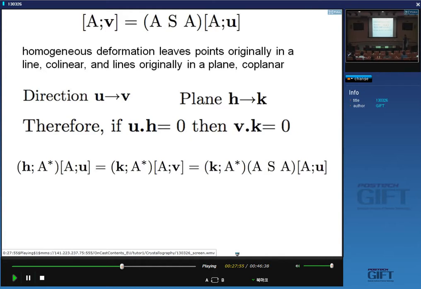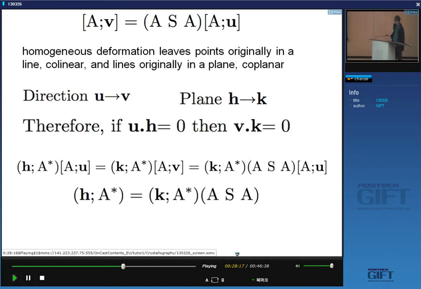Okay, now I'm going to substitute for this, because we know that the vector v comes by the operation of the deformation s on u. So this term here is the same as this. You can see that from here. I'm just substituting for the vector v by the deformation times the vector u. And, of course, I can relate h and k from this equation. So I just delete au on both sides, and I've got h a star is equal to k a star into asa. So here, it's just deleting au. This is how the components of a plane normal would transform through the deformation matrix S.